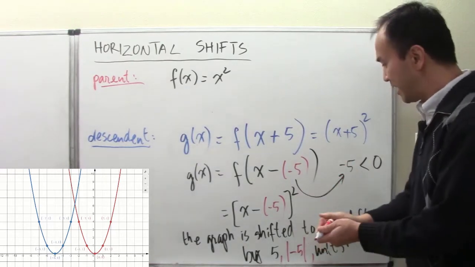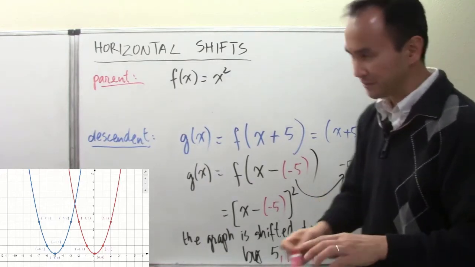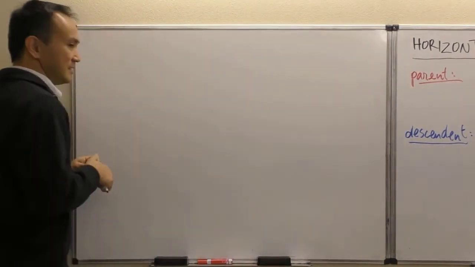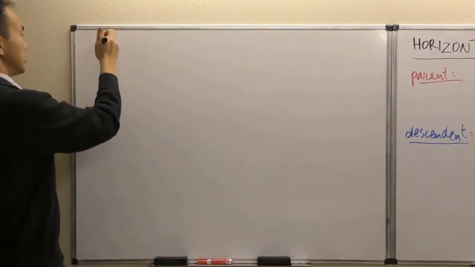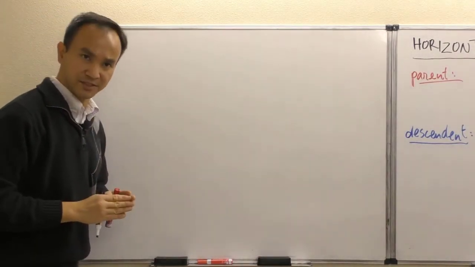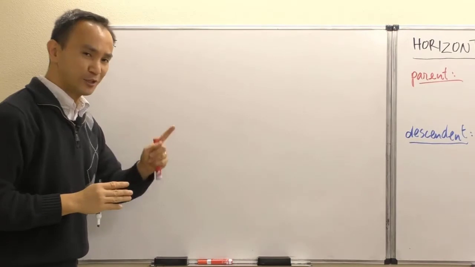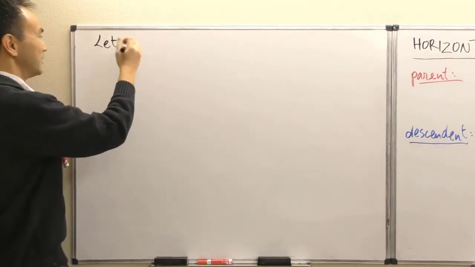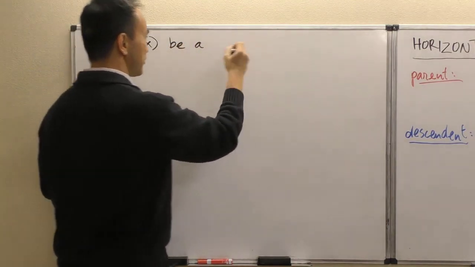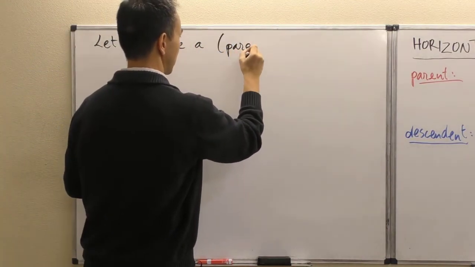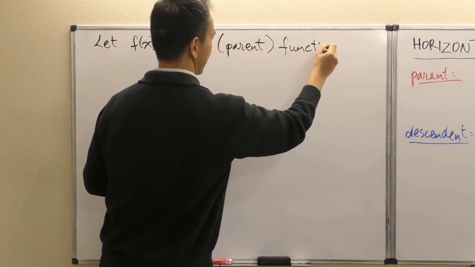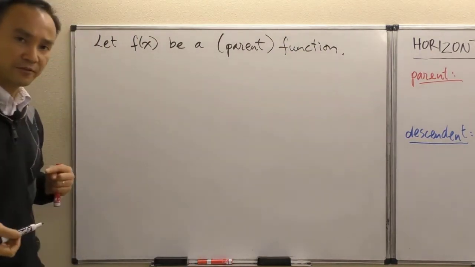All right, so now I'm going to move to the other page of my board. All right, so here we go. So I'm going to start out with, and this is the rule that explains the horizontal shift. Again, I have to make it clear. So let f of x be a function. And of course, we can also call that a parent function. So any function can be a parent function. Let f of x be a parent function.